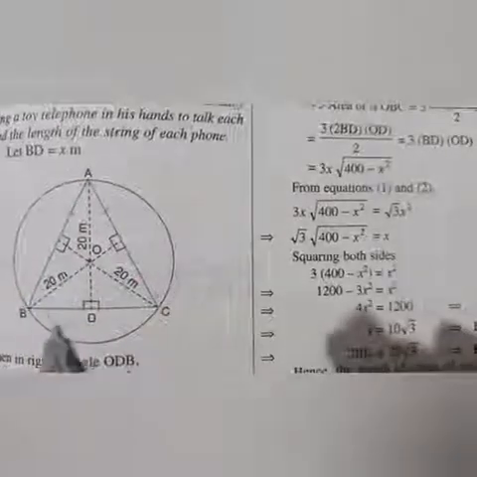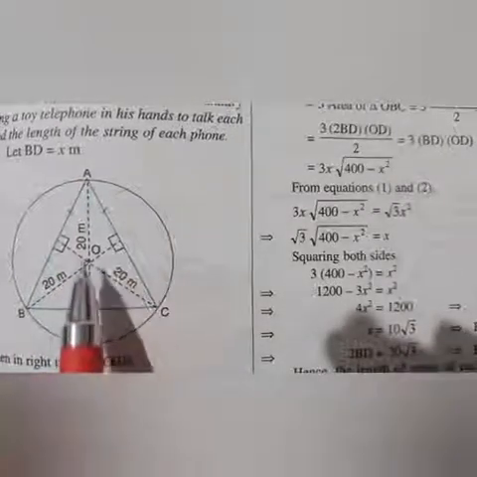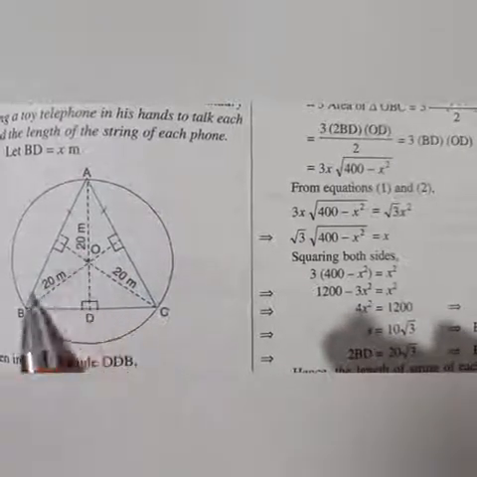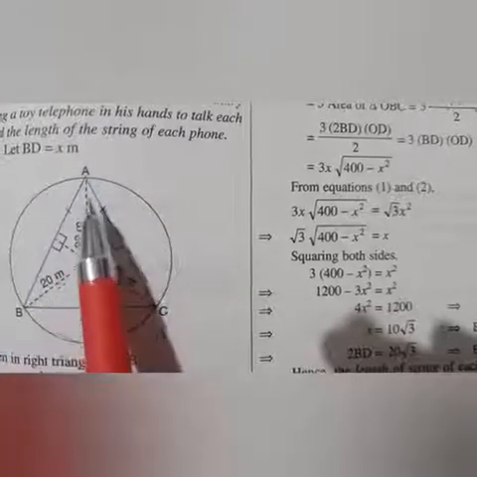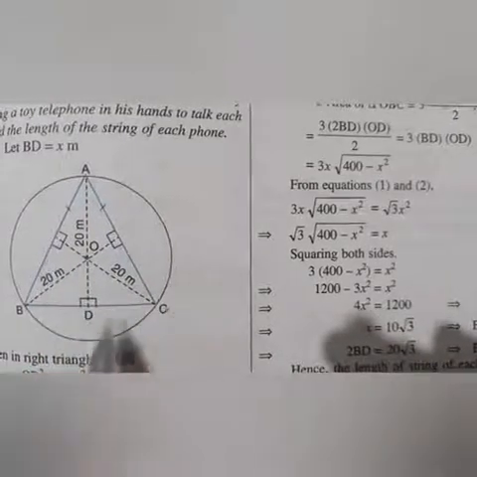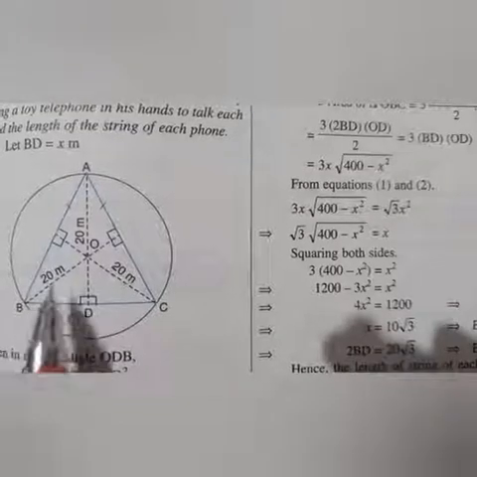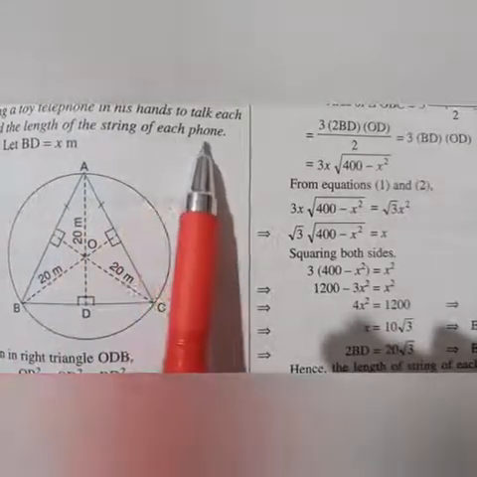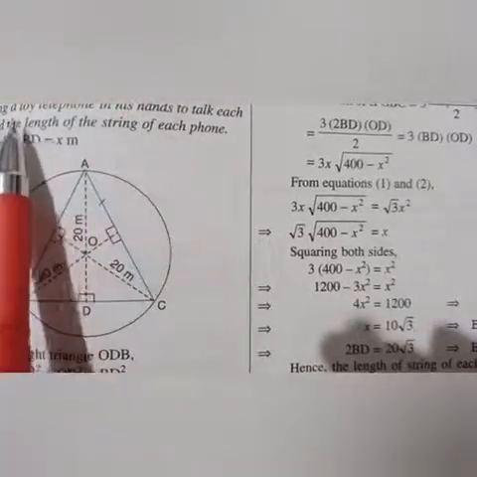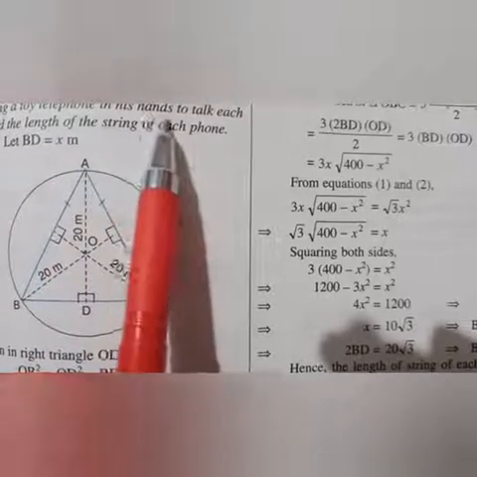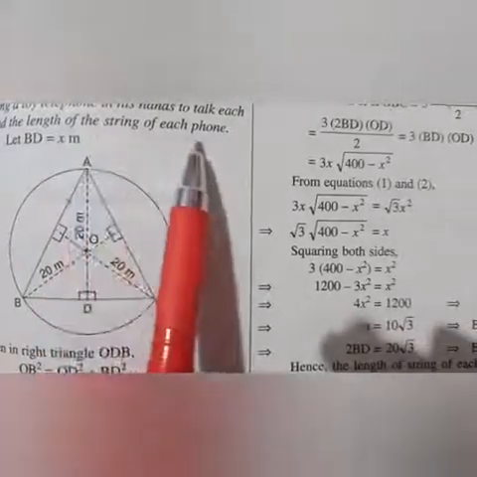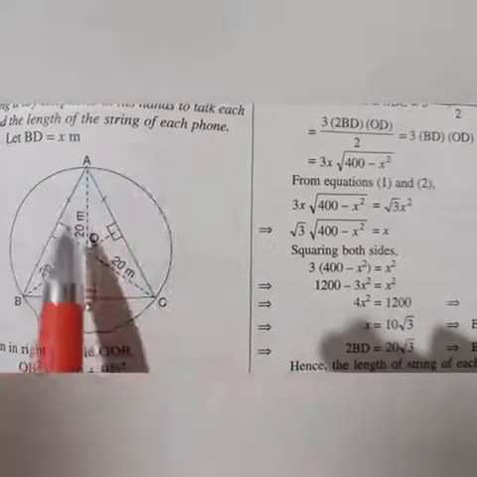So this is a circular park of radius 20 meter. This is the radius, OA, OB, OC. These 3 are radii. Now 3 are sitting here, A, B, C. Now we need to find the length of the string of each phone. All boys have a toy telephone in his hands to talk to each other. Now let's take BD.